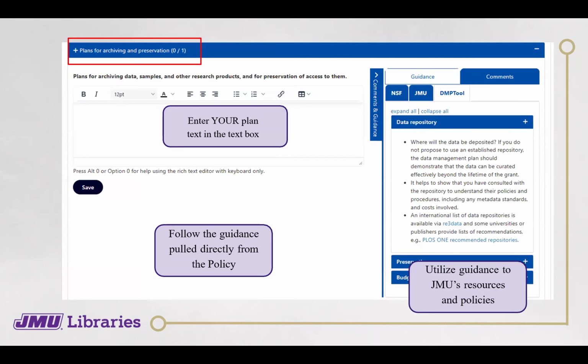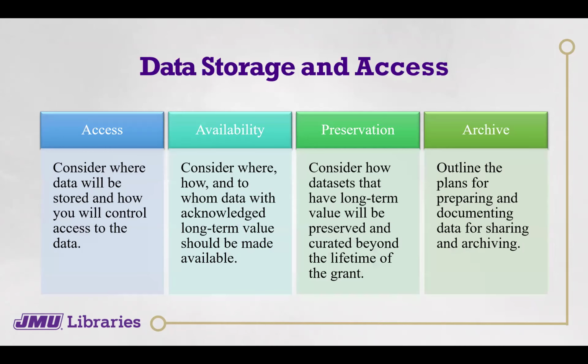And then the last section is on archiving and preservation. For this section, you're going to want to share where the data will be deposited. If you do not propose to use an established repository, the data management plan should demonstrate that the data can be curated effectively beyond the lifetime of the grant. JMU is a member institution to Open Science Framework, and I will always recommend this as an appropriate repository to use. You'll also share your preservation strategies where you'll outline the plans for data sharing and preservation.